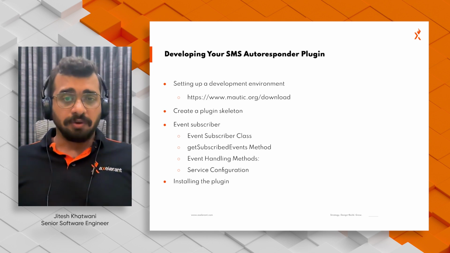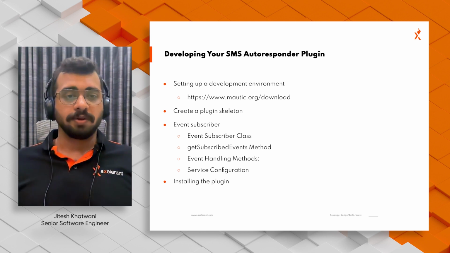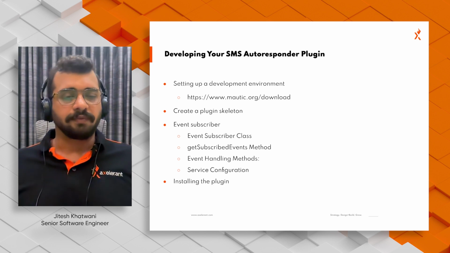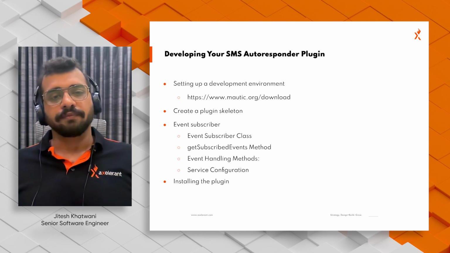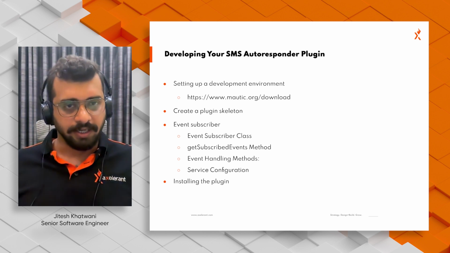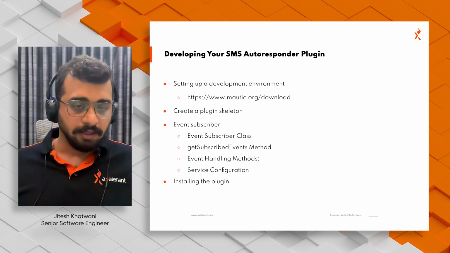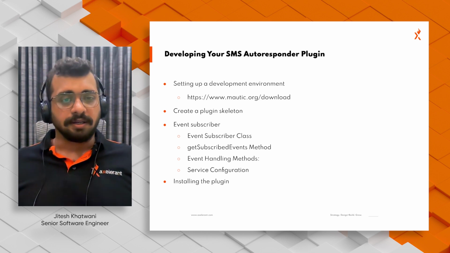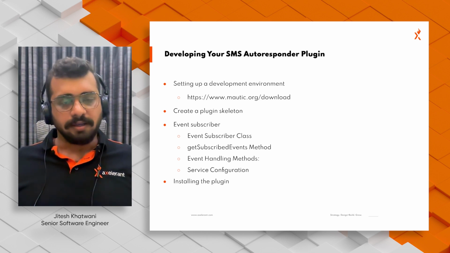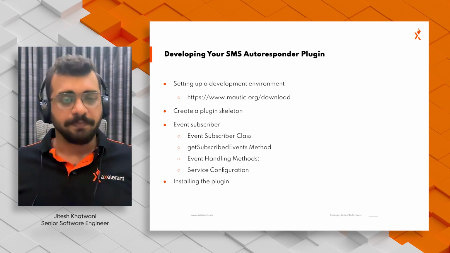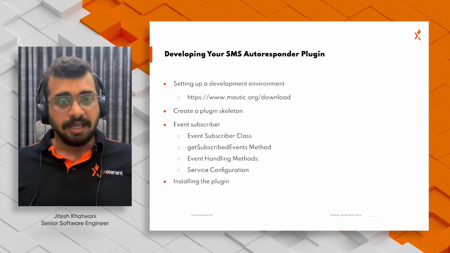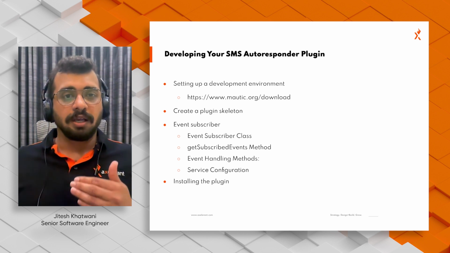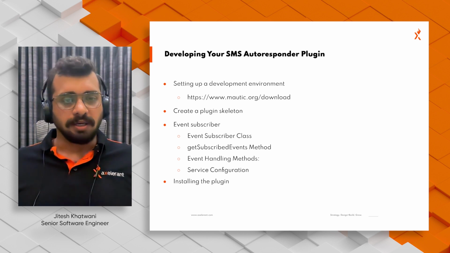So let's see how to develop an SMS Autoresponder plugin. First, we need to set up a development environment where all the files would be added. You can run your Mautic instance either via DDEV or Docker. Then you will create your plugin skeleton. That plugin skeleton will require one bundle class and another integration class. With that, you also need a config file which will help you to register or install your plugin, and it will help you to register your integration and bundle class.